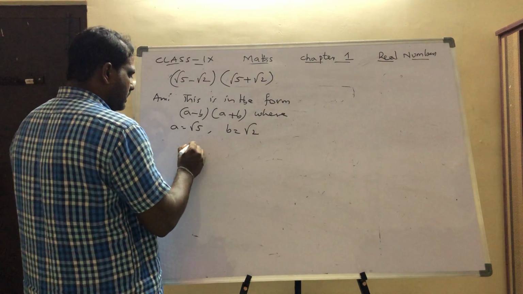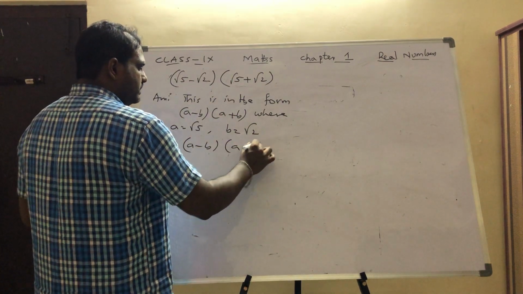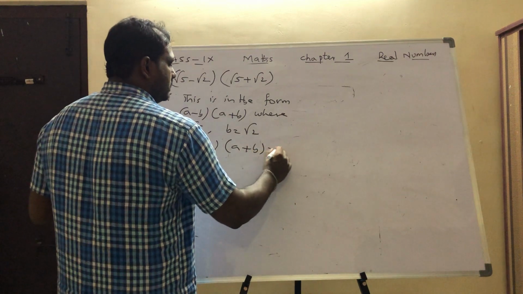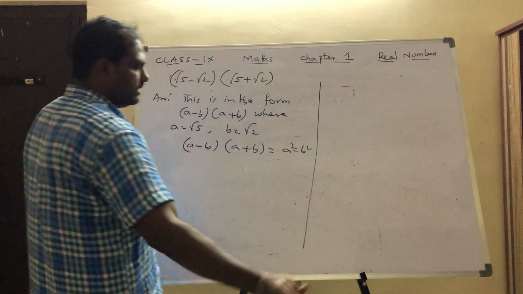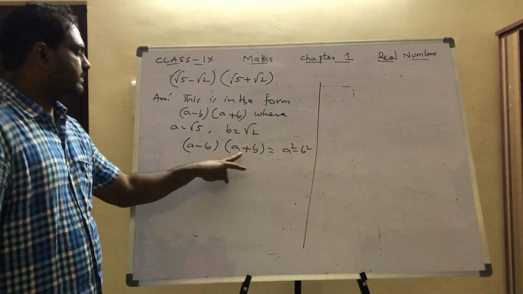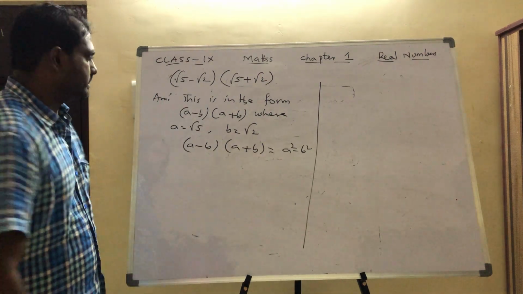Now what is the formula? a minus b into a plus b is equal to a square minus b square. This is the formula we have just written. Both are same: a plus b into a minus b or a minus b into a plus b. Both, you will get a square minus b square.